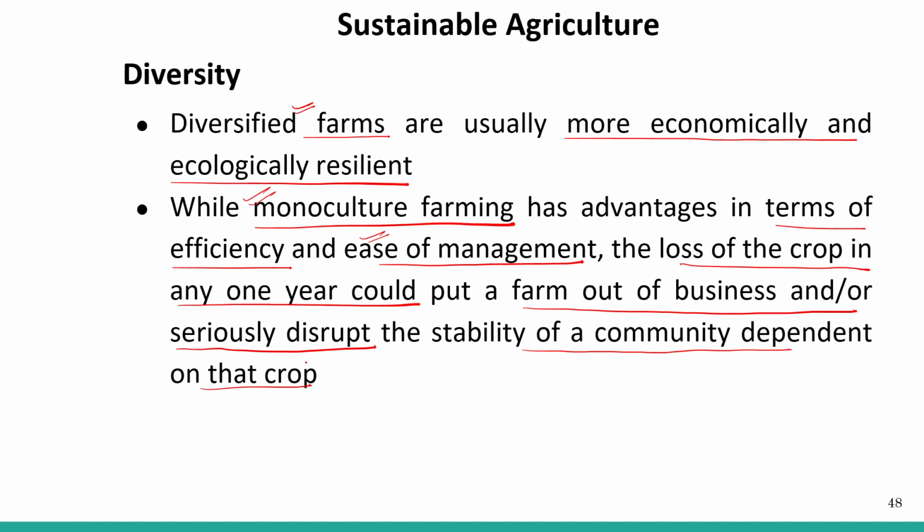But if there is any type of disease or weather problem, like if there is no rain, no water availability, then what will happen? There will be no crop, because you have grown only one type of crop. Okay, so in that particular year you are going to bear a lot of loss, right? So monoculture farming is not a good option.